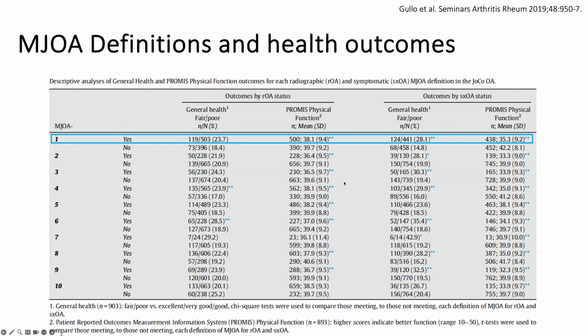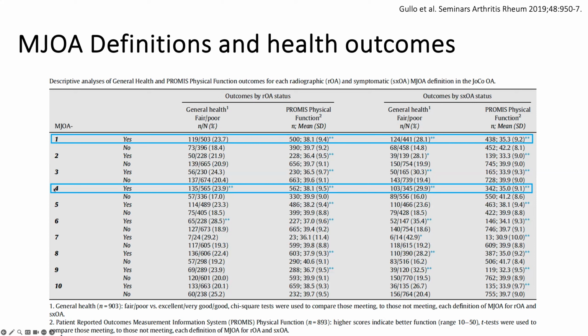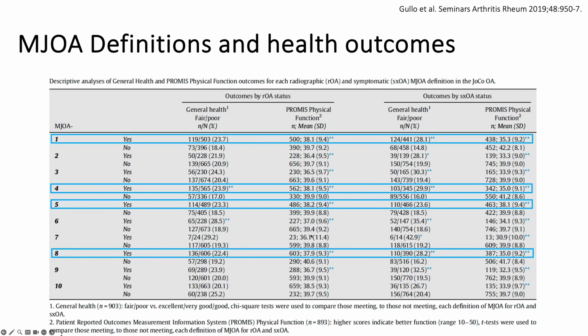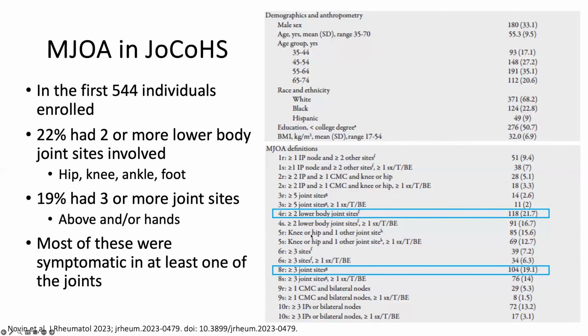And I've just put a couple of these little bars on here to help align. So for multiple joint osteoarthritis 4, same pattern: worse general health, worse function, regardless of whether it's radiographic only or symptomatic, although the difference is more marked in the symptomatic group, and true for many of these definitions.